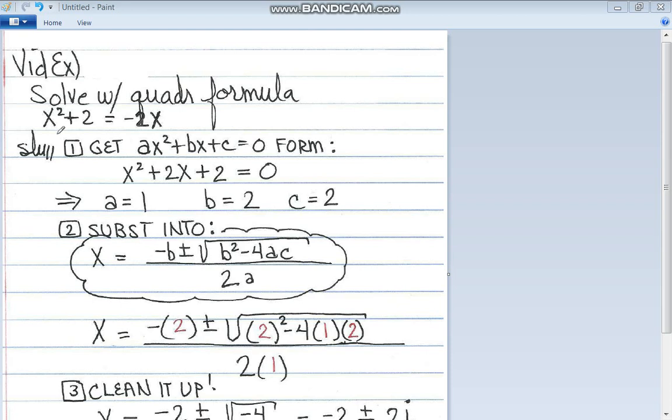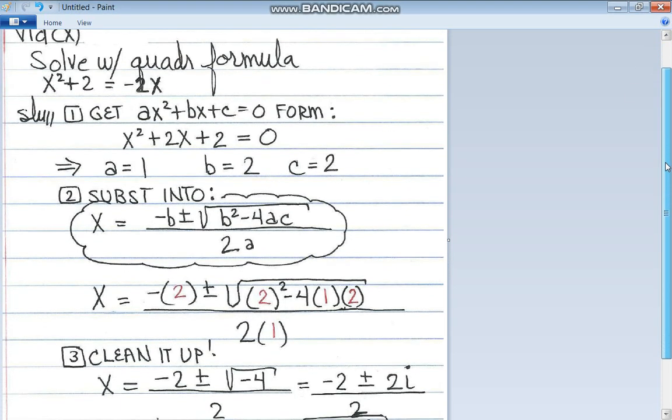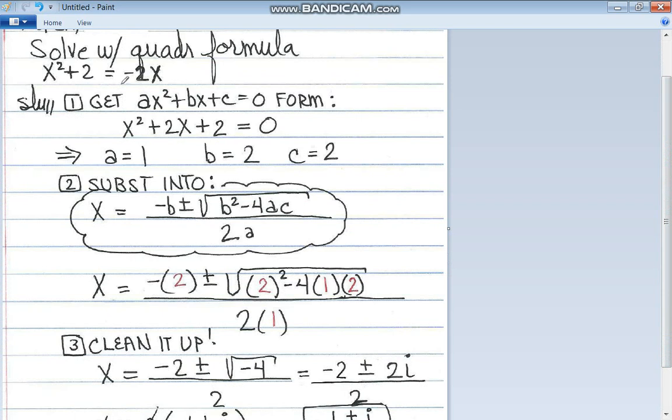The given quadratic equation is x squared plus 2 equals negative 2x. We're going to solve it using the quadratic formula. Step 1, get the given equation, this guy right here, in the form of ax squared plus bx plus c equals 0. Okay, there's the x squared.